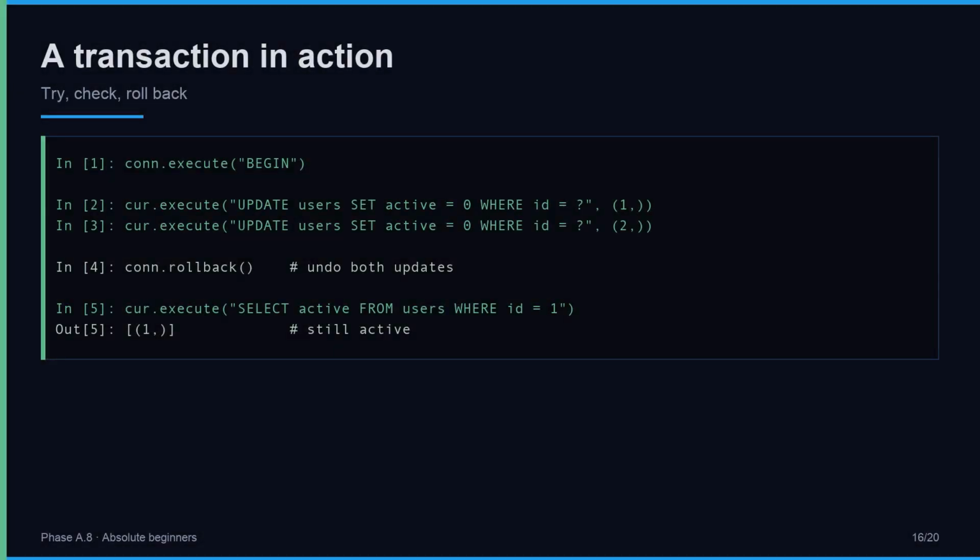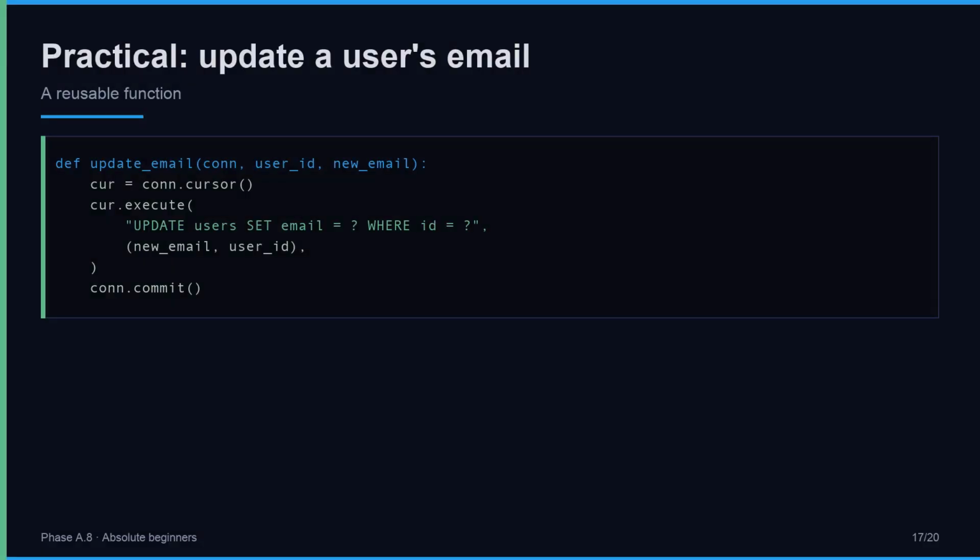Here is a transaction in action. Begin. Then 2 updates that turn Ada and Grace inactive. Then roll back. Both updates vanish. Ada is still active. Grace is still active. Nothing changed. This is the safety net. You try a change, you check the result, and if it is wrong, you roll back. Only call commit when you are sure. Try, check, roll back.